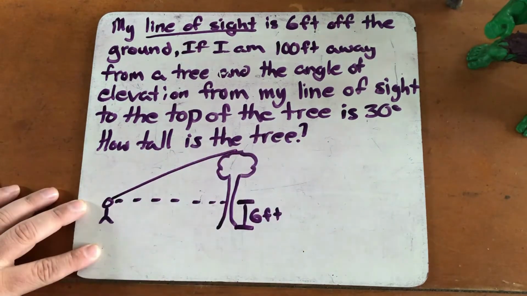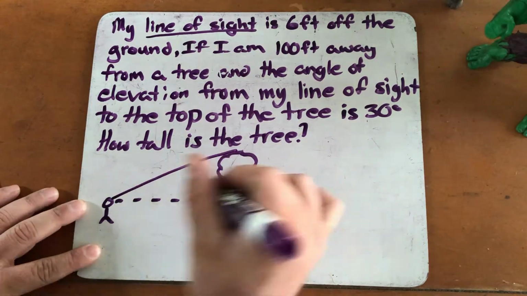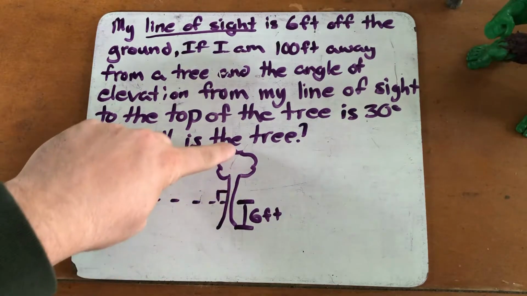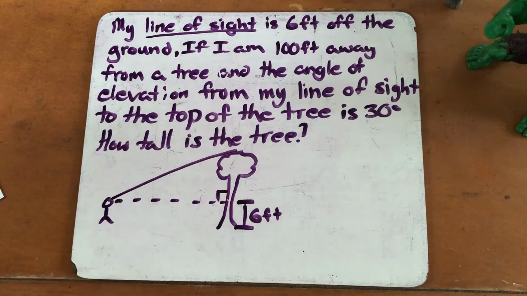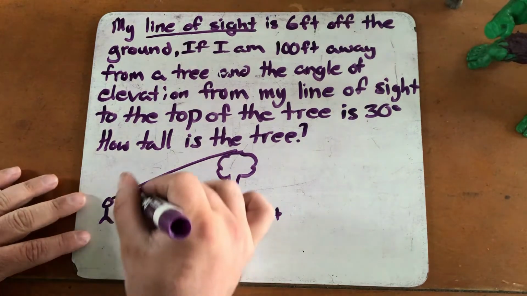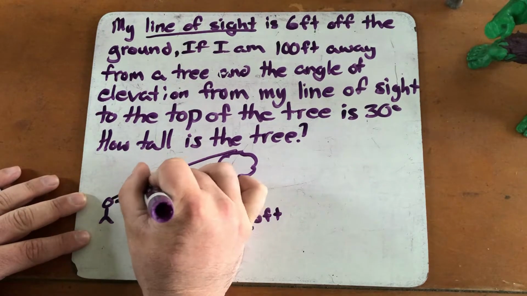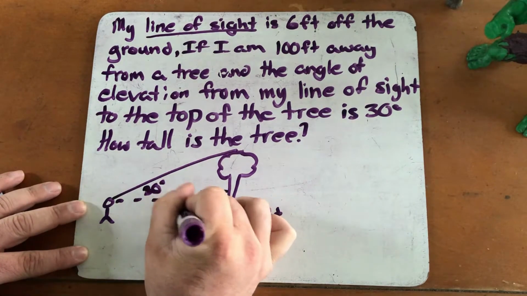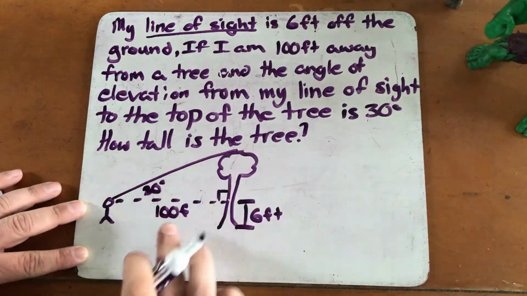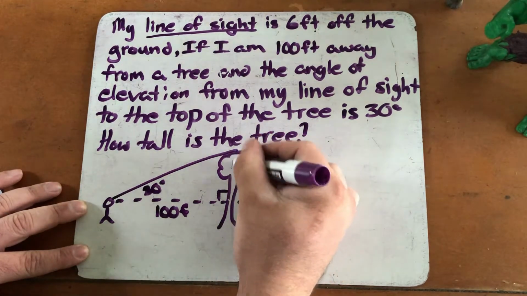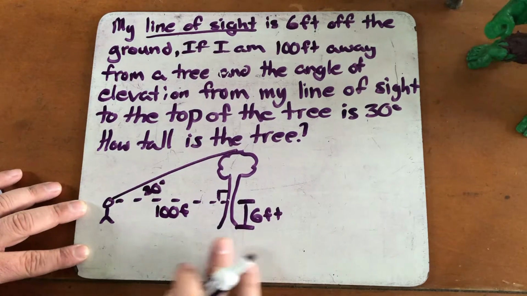So there's my 90-degree angle. When I find this part of the triangle, it only gives me down to here, but doesn't take into consideration the 6 feet off the ground of my line of sight. The angle of elevation is 30 degrees, so that's 30 degrees, and I know that I'm 100 feet away. When I do my trig to find this measurement, as I said, I'm going to have to add 6.